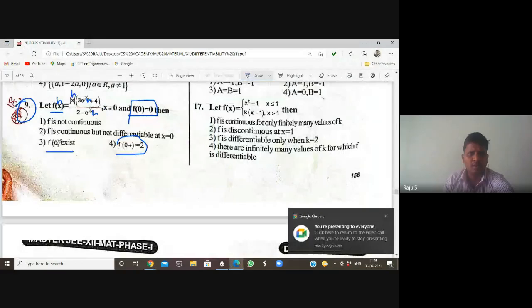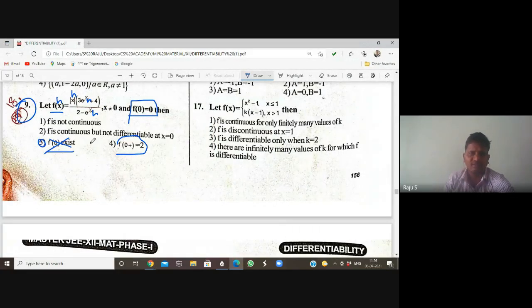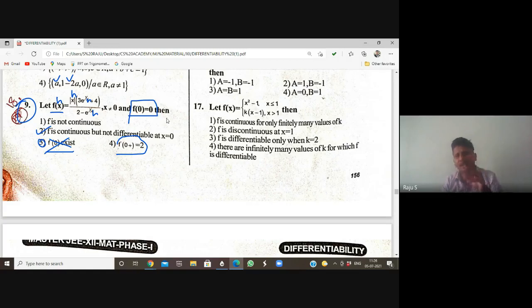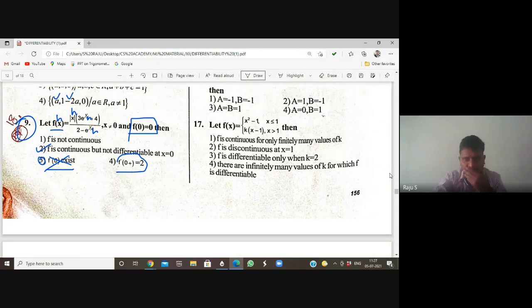So what is the correct option here? Third option they given exist. No. Left hand derivative not equal. So that second option is correct. It is not differentiable at 0, but it is continuous. It is continuous because f of 0 is equal to 0. Even if you substitute 0 into anything it will be 0. So it is clearly continuous, right? Next question.